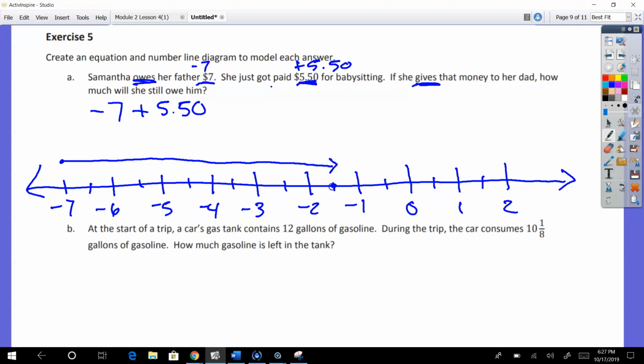And so our answer equals a negative 1.50. And so she still owes $1.50.